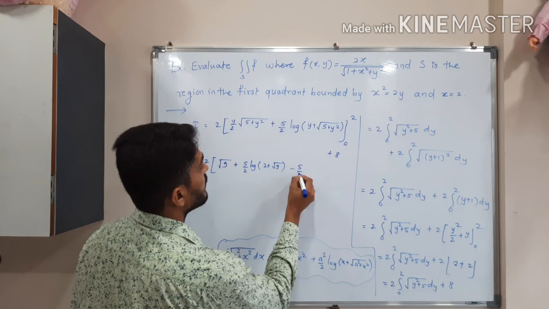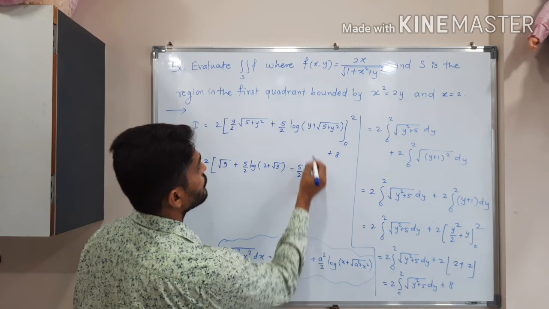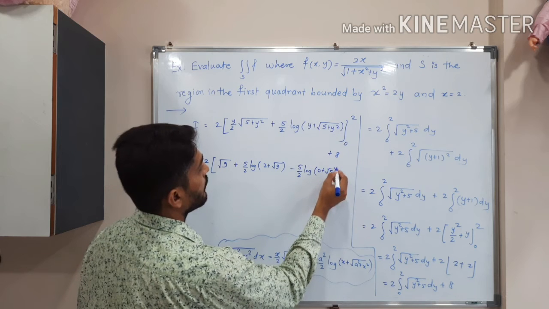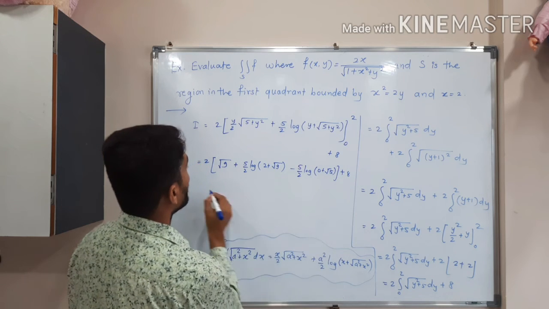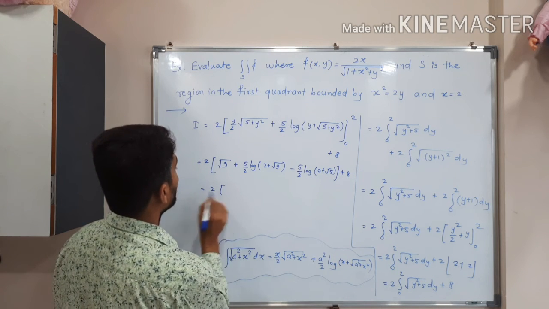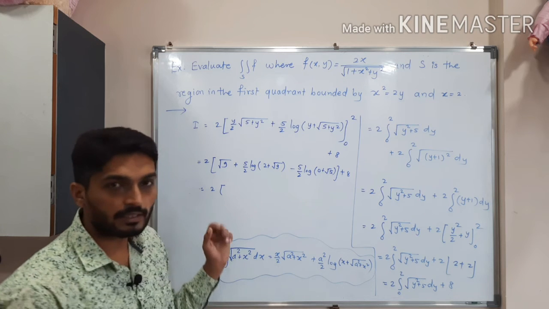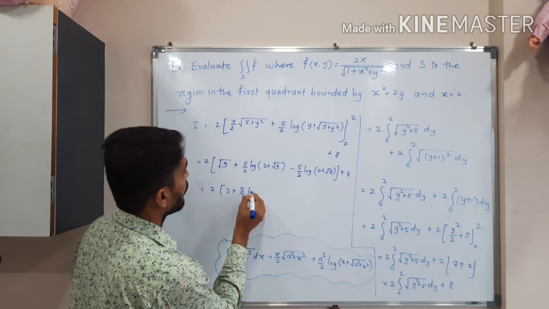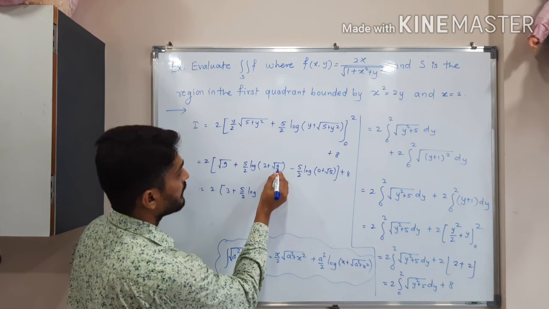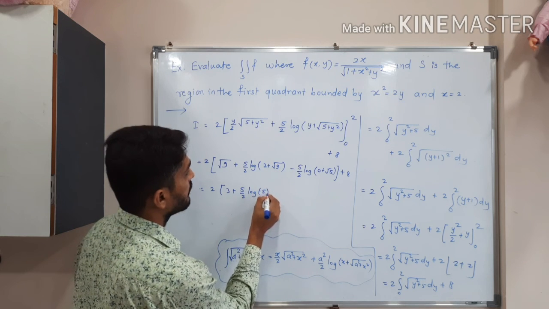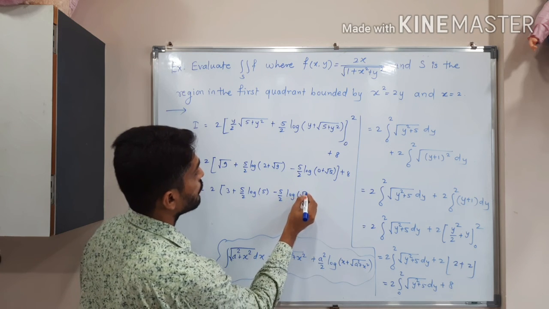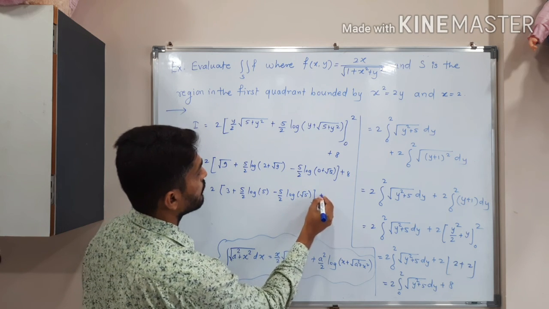Minus 5 by 2, inside the log I am putting 0. So 0 plus root 5, 0. Okay, so plus 8. Now it is very simple. So 2, root of 9 is 3, so it is 3 plus 5 by 2 log. Root of 9 is 3 plus 2, 5, correct? Minus 5 by 2 log root 5 plus 8.